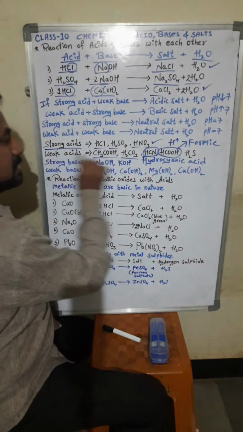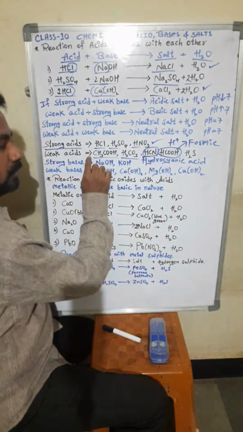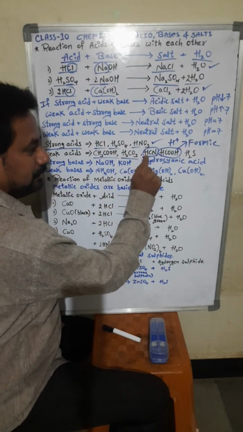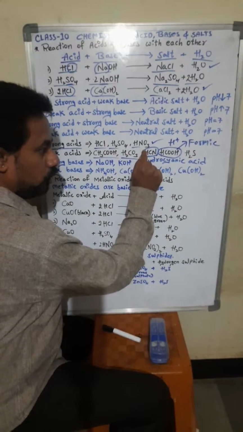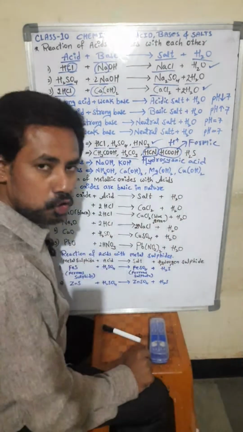These all are the examples of weak acids. Is it clear? Acetic acid, carbonic acid, hydrocyanic acid, formic acid, hydrogen sulfide.